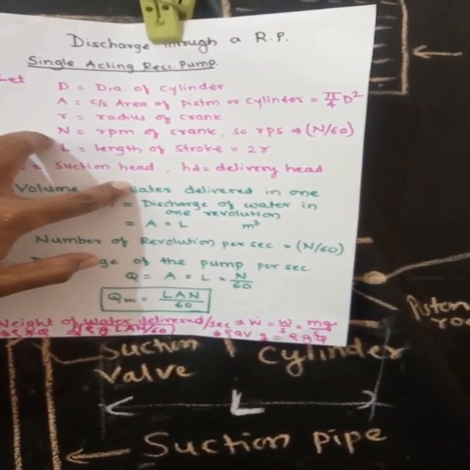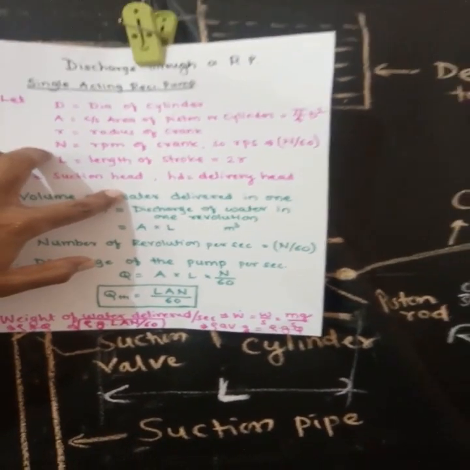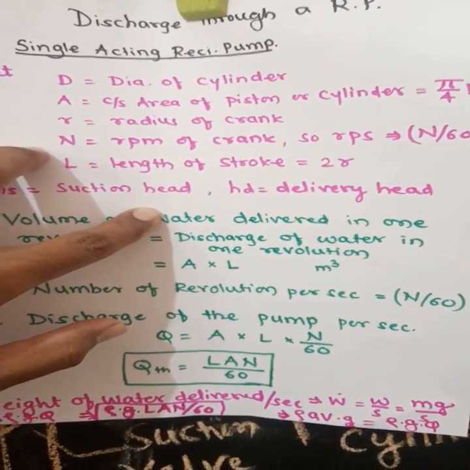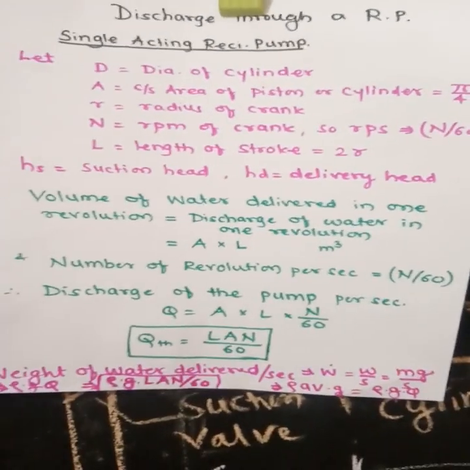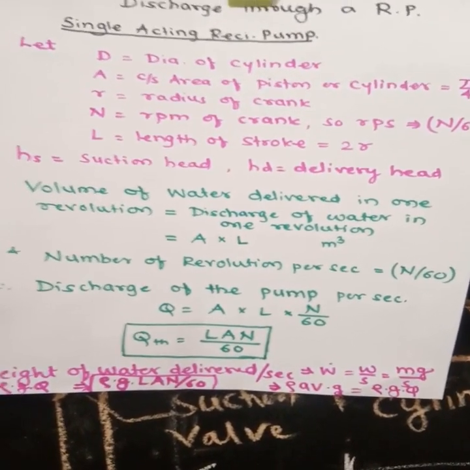And if you want to find RPS, that is revolutions per second, that is N by 60. L represents the length of stroke, which equals 2R. HS and HD are the suction head and the delivery head respectively.